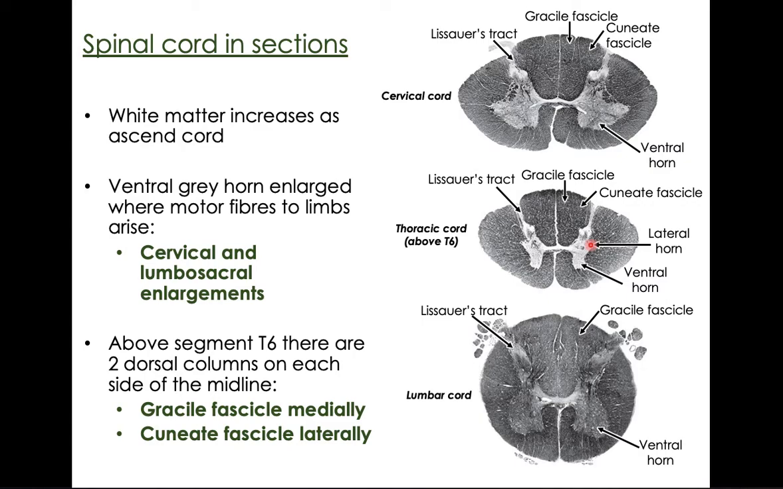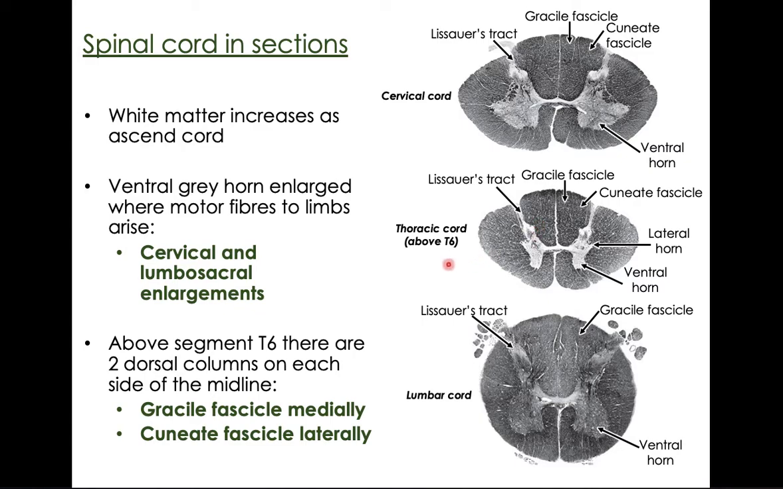Last but not least, if we focus on this as thoracic cord above T6, anywhere in the cord above T6, we're going to have two dorsal columns on each side of the midline. So this is the midline here. So we're going to have a gracile fascicle and a cuneate fascicle lateral to that. So we have two dorsal columns. So again, on this side, we have a gracile fascicle and a cuneate fascicle.